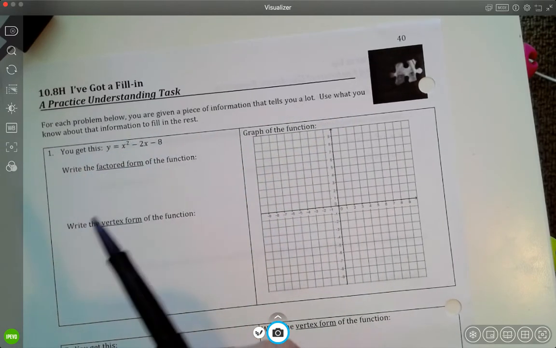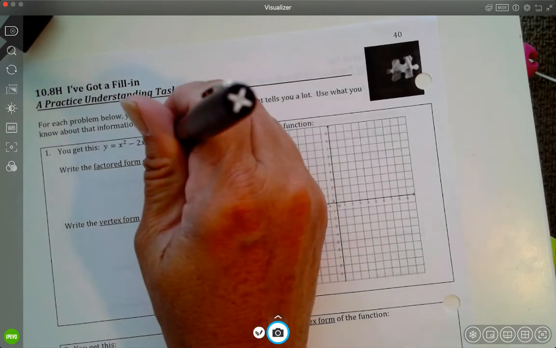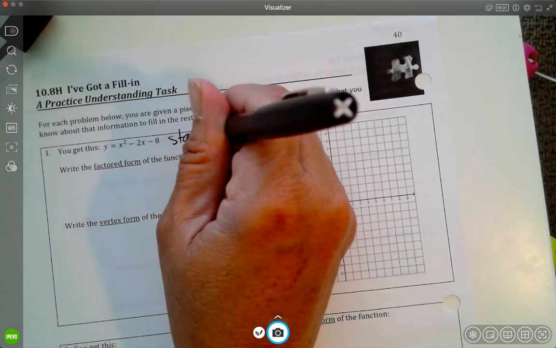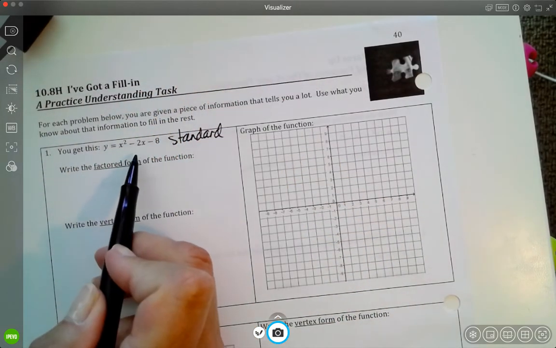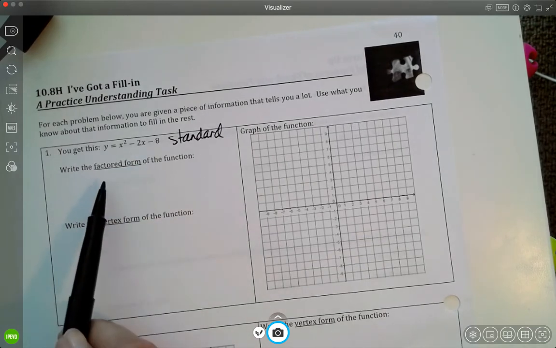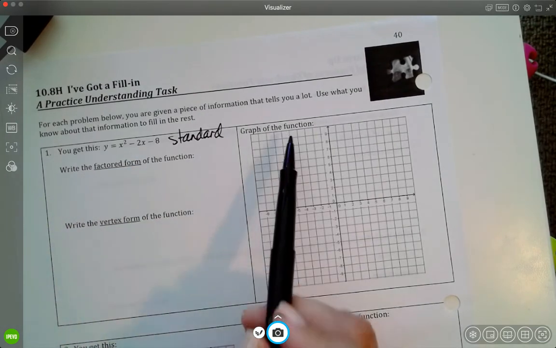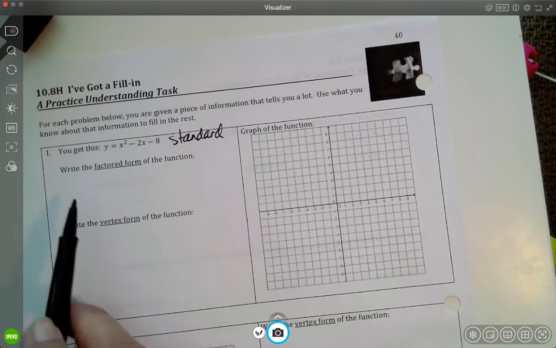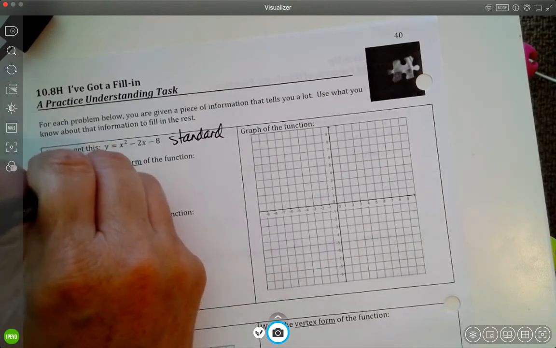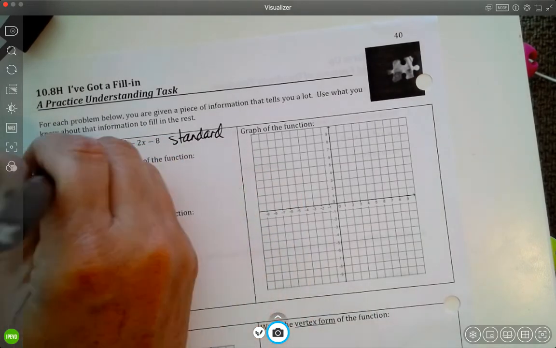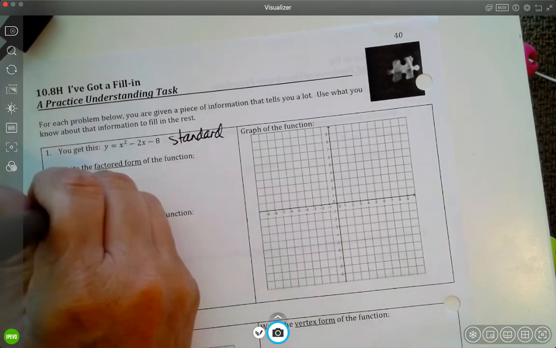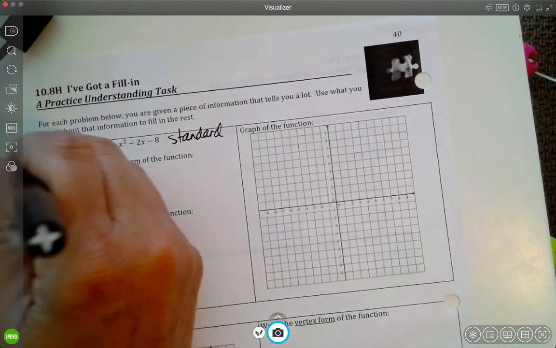So they're giving you standard form right now: y equals x squared minus 2x minus 8. You have to find the factored form, the vertex form, and the graph. If I want to find factored form, I just need to find numbers that multiply to -8 and add to -2. That would be -4 and 2.